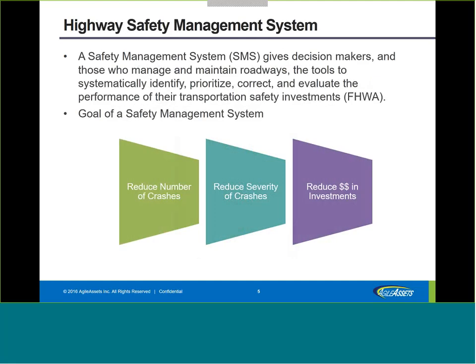So now let's take a quick definition of the Highway Safety Management System. I'm actually quoting from the Federal Highway Administration. A safety management system gives decision makers and those who manage and maintain roadways the tools to systematically identify, prioritize, correct, and evaluate the performance of the roadway transportation safety investment. So basically the goal of the safety management system is to reduce the number of crashes, reduce the severity of the crashes, and when you are making any investment, to make sure that you are getting the best return on the investment. That's basically the idea of having a better safety management system.